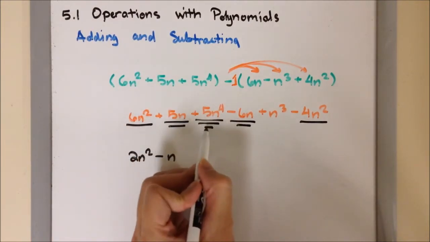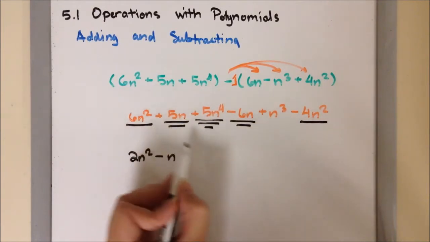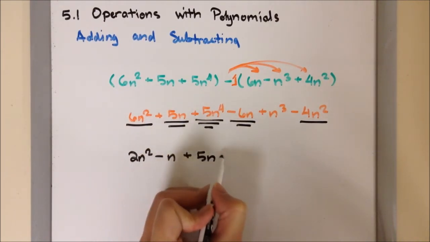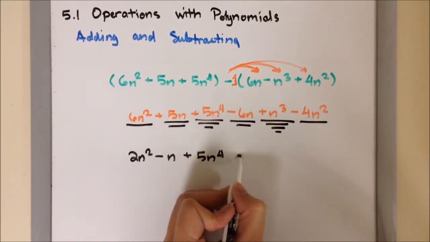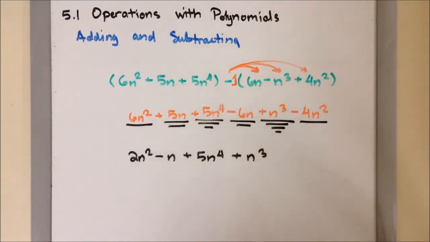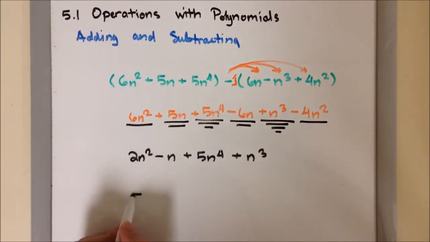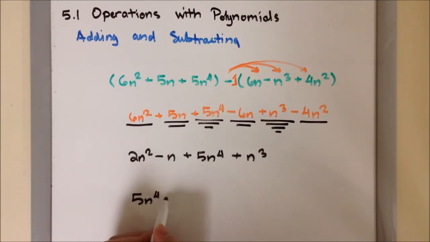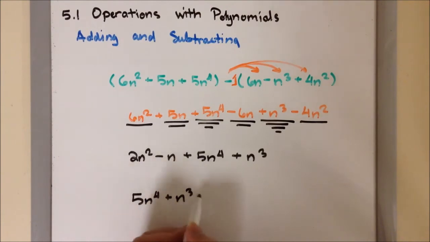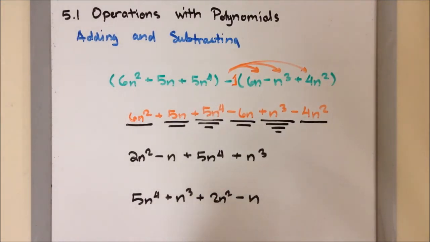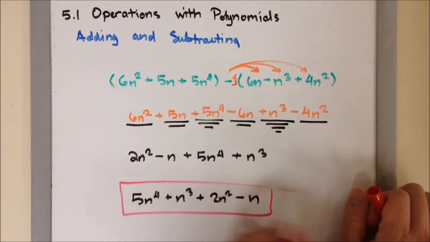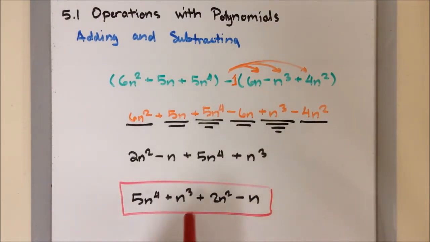Next one is n to the 4th. There's no other n to the 4th, so I'm just going to bring it down. And then last is n to the 3rd. There's no more, so I'm also going to bring that one down. Last, I'm going to put the terms in order. So starting with n to the 4th, n to the 3rd, then the n squared with just the n. And that will be our final answer. So time to box that up. There we go. 5n to the 4th plus n to the 3rd plus 2n squared minus n.